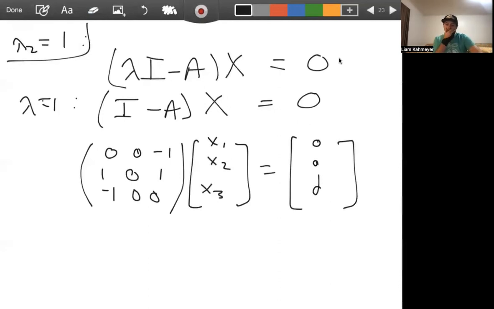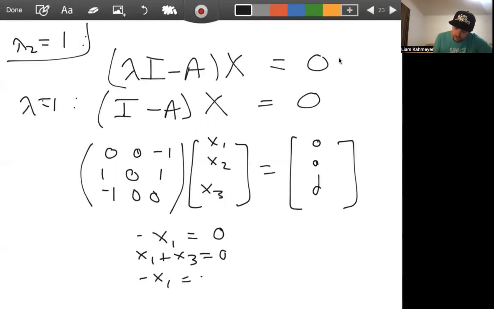And honestly, I don't think we need to do anything here, really, because the top equation tells us that -x1 is equal to 0. The second equation tells us that x1 plus x3 is equal to 0. And the bottom equation tells us that, again, -x1 is equal to 0. x2 is free, so x2 we'll just call t.